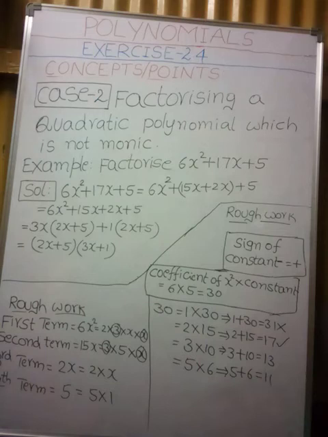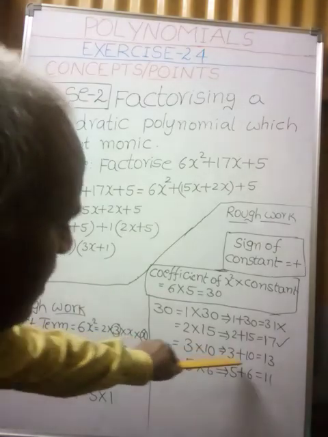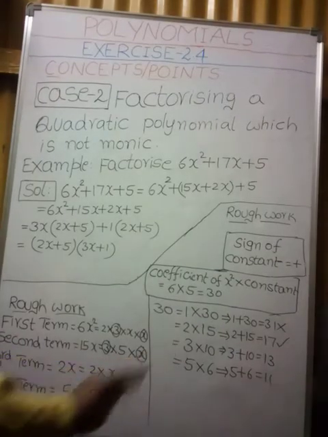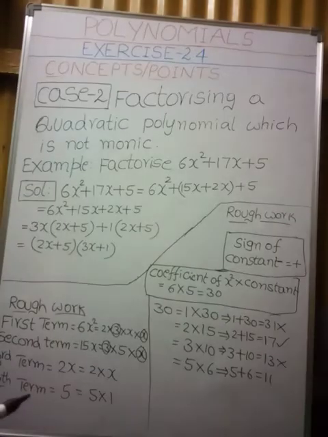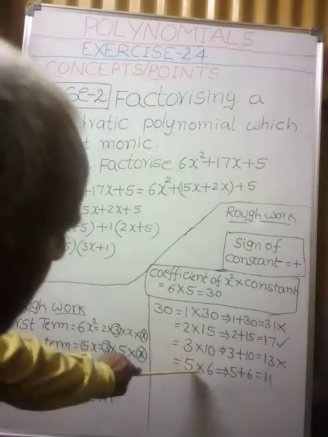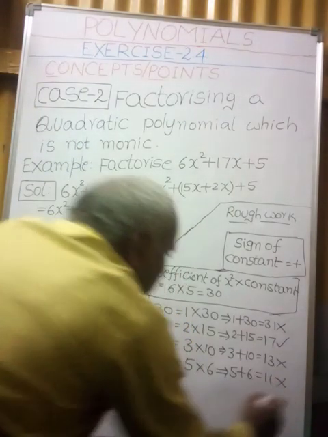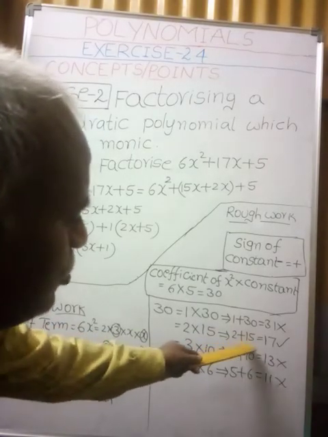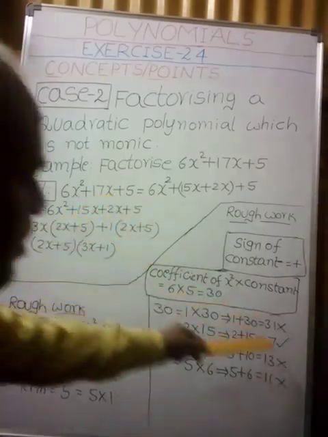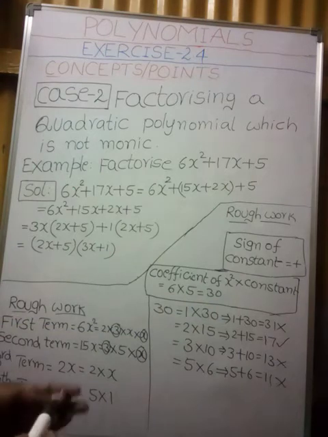The two factors are useful for us. Suppose let us take the third one also. 3 plus 10, what will you get here? 13. So these two numbers are also not useful for us to split the middle term. And last, 5 plus 6, what will you get here? 11. So these two numbers are also not useful for us to split the middle term. Only these two numbers, because here 17 is there, here also we got 17. So the two numbers are very useful to split the middle term.